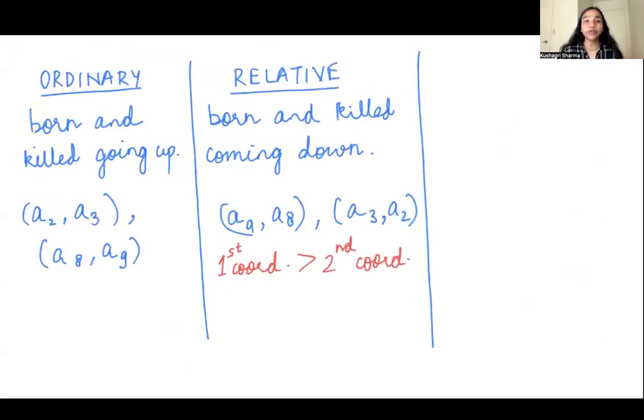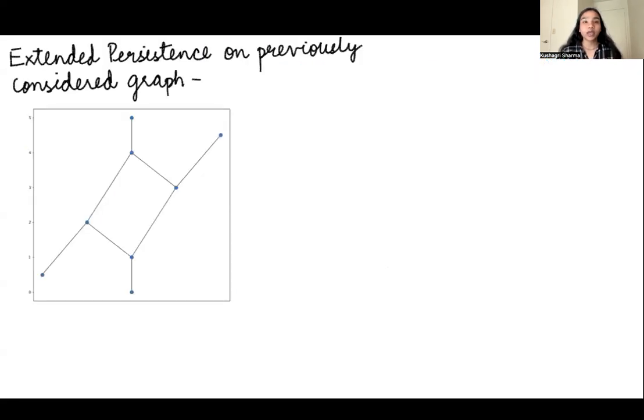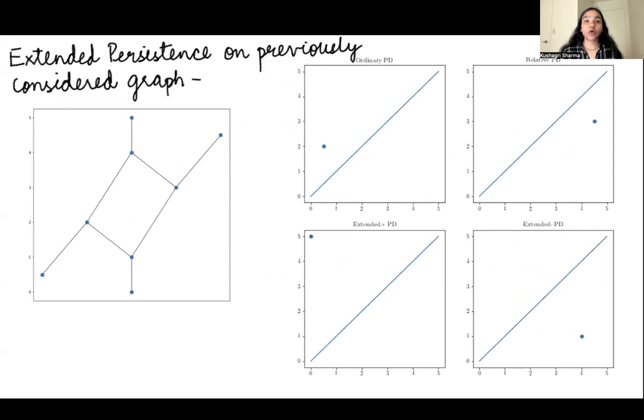So if we try to look at the pairs, then the relative ones have the first coordinate greater than the second one. But for the extended ones, we have a mix of both of these. So extended plus would be the ones whose first coordinate is less than the second one, and the extended minus would be the ones whose first coordinate is greater than the second one. If we try to apply the extended persistence on the previously considered graph, then we have the following four persistence diagrams: the ordinary, relative, extended plus, extended minus.